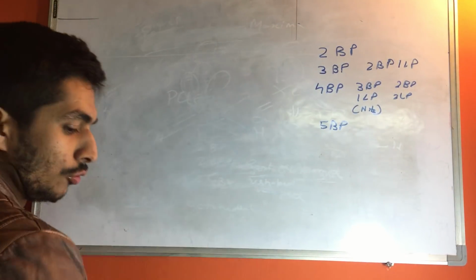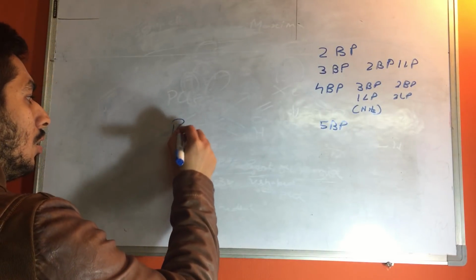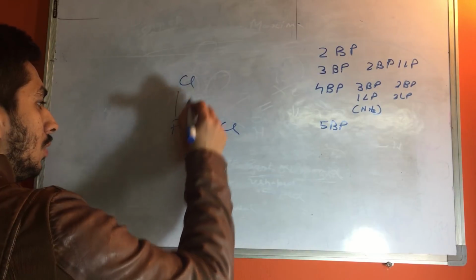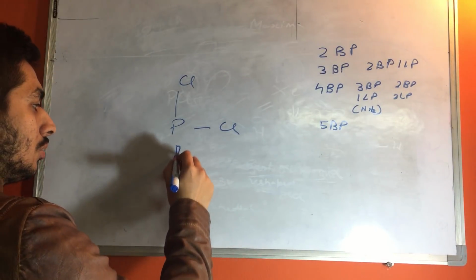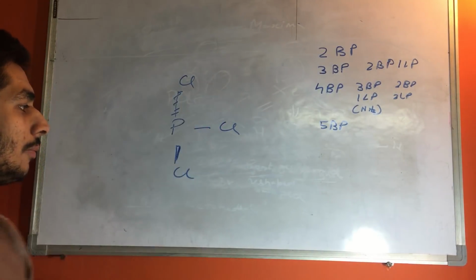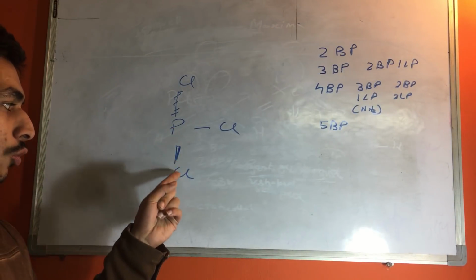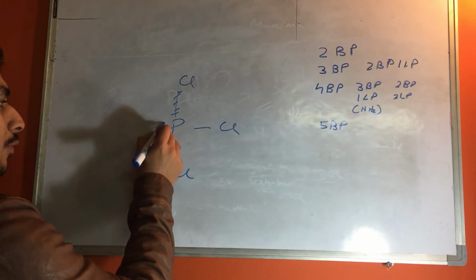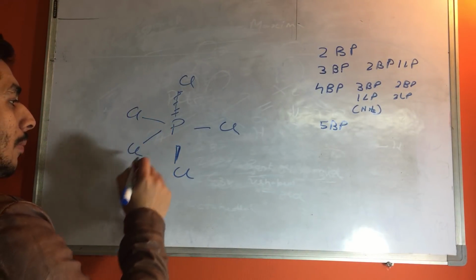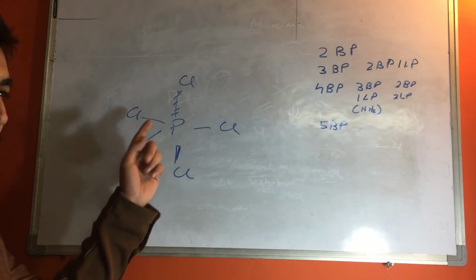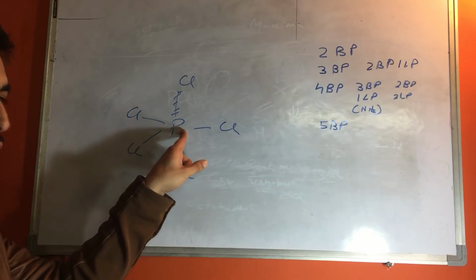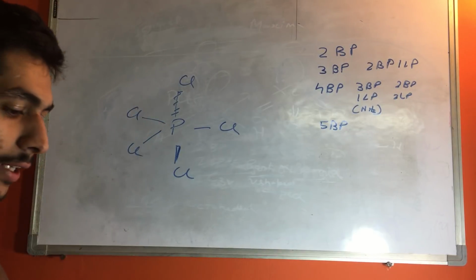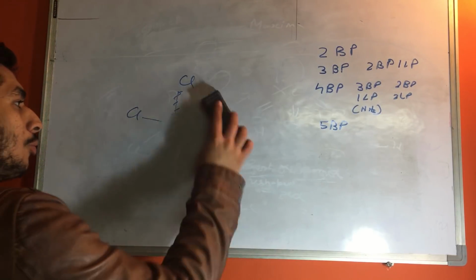If you would like me to draw the structure, it looks something like this. These 2 chlorines are above and below the plane. If you can imagine, one of the chlorines is coming out of the whiteboard, the other one is going inside the whiteboard, and then we have 2 chlorines over here. So this is your trigonal bipyramidal structure. These 3 chlorines are in the plane along with the phosphorus, 1 chlorine is below the plane and 1 chlorine is above the plane, right? So it has 5 bond pairs.